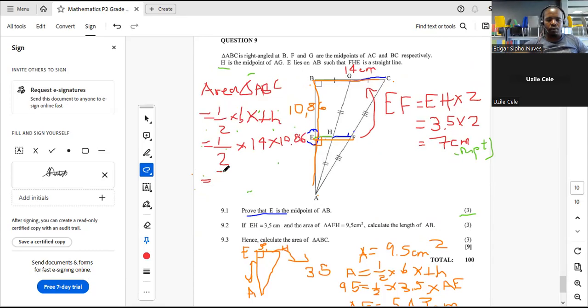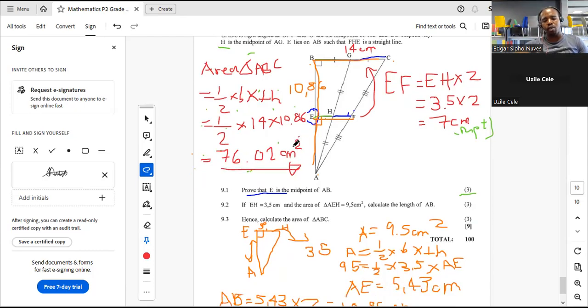So I am getting 76.02, yeah, 0.02. What are the units? Not just centimeters. Squared centimeters. Remember, area is always squared. Not just centimeter. Centimeter is the length, how long. The area is always squared centimeters or centimeters squared. Don't forget that. There must always be a 2 there with the area.